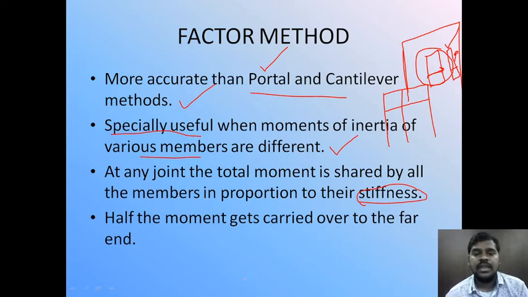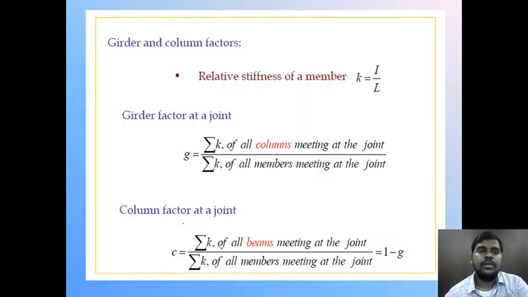Half the moment gets carried over to the far end, like in the moment distribution method. These are important points that have to be known to every student, so that when asked in short answer questions, it is very easy to solve, and knowledge is acquired only by using these methods. And we have girder and column factors. These are the important definitions or terms to be known while solving problems using the factor method.